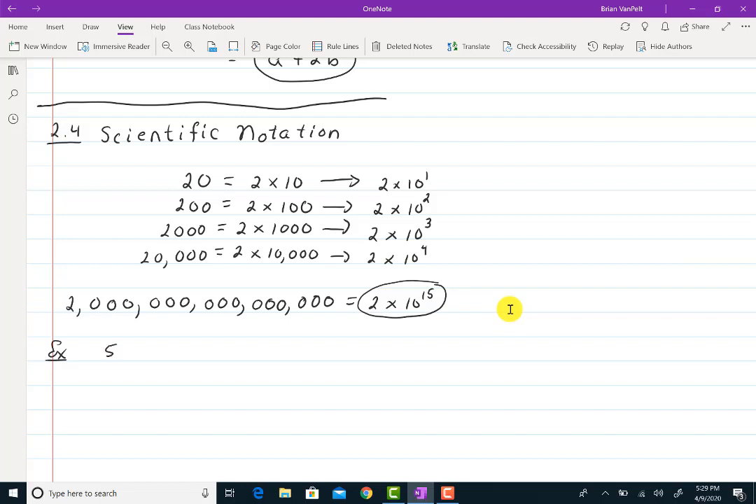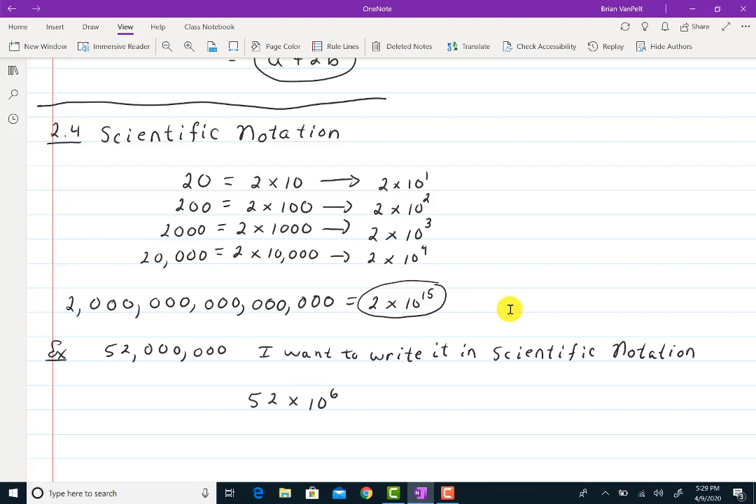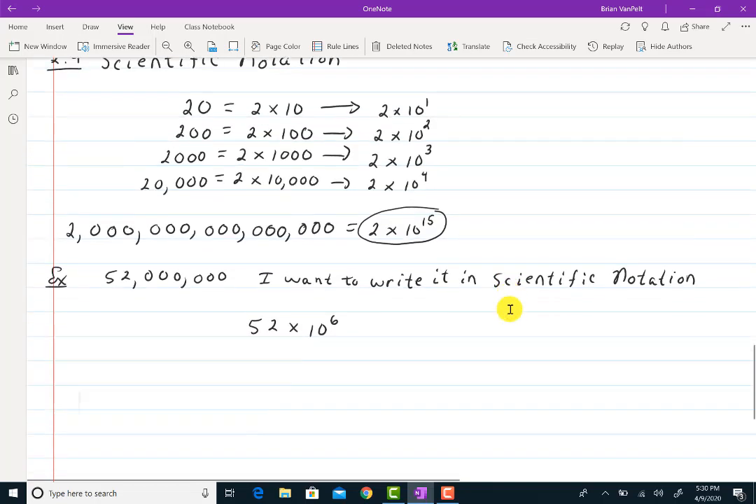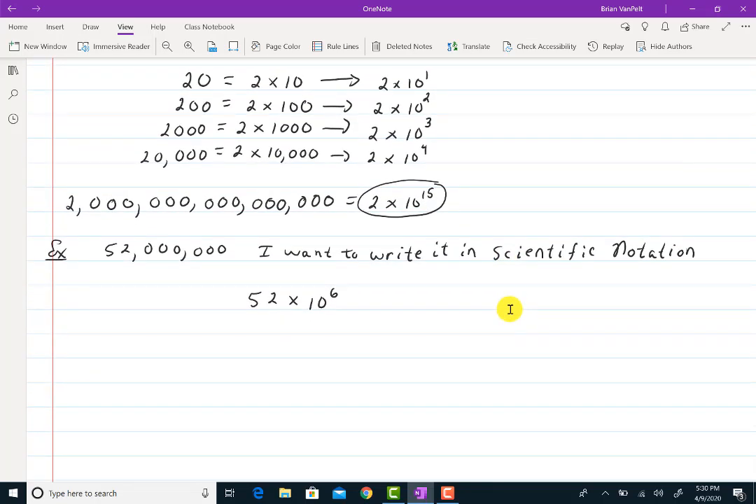Let's start with 52 million. Okay, I want to write this in scientific notation. So if I want to do that, then notice that I have 52 and 6 zeros. So you would think this would be the answer. Unfortunately, it's not quite the answer. The way that scientific notation works is you want a digit, a decimal, and then the rest of the digits after the decimal, and then you apply your power. So let's take a look here.